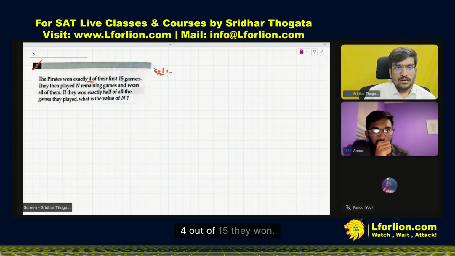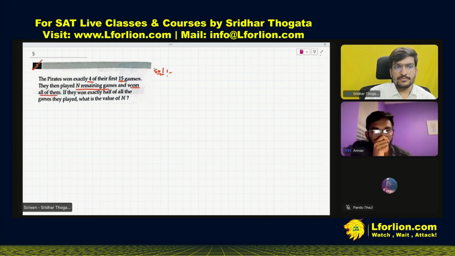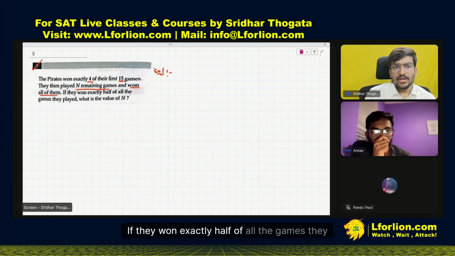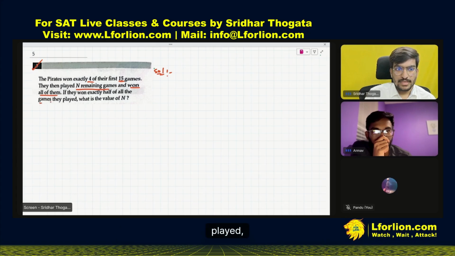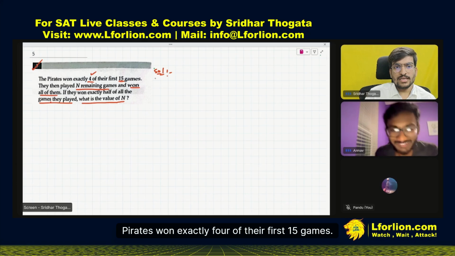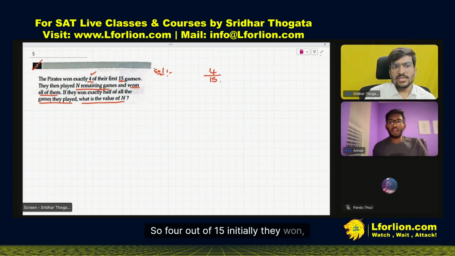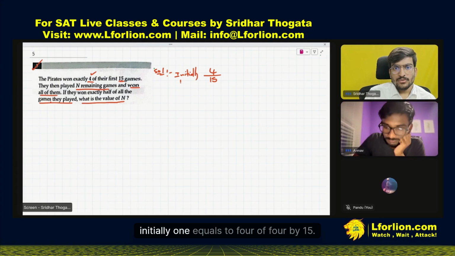The Pirates won exactly 4 of their first 15 games. 4 out of 15 they won. They then played n remaining games and won all of them. If they won exactly half of all the games they played, what is the value of n? So let's put it into an equation first. Initially they won 4 out of 15, so initially won equals 4 by 15.